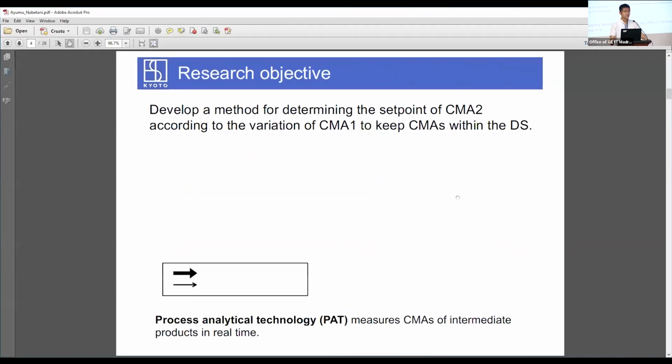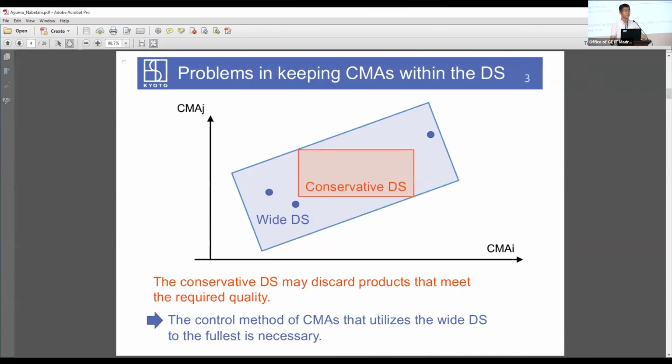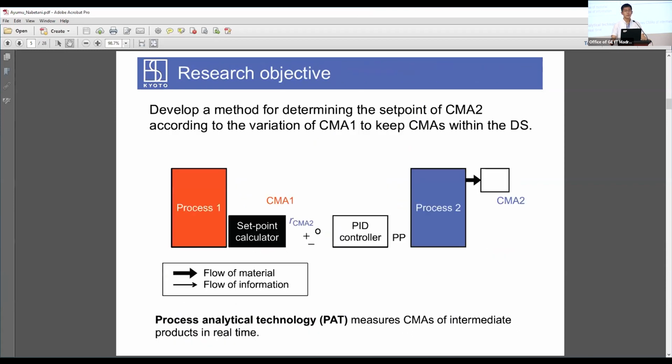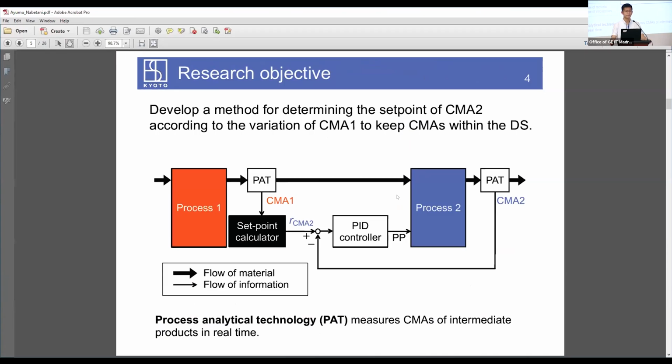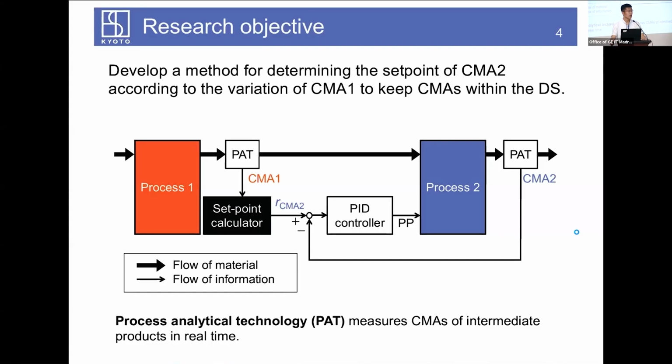The thick arrows represent the flow of material, and the thin arrows represent the flow of information. PAT measures the CMAs of continuously flowing intermediate products in real time. The CMA1 measured by the PAT is given to the set point calculator, which calculates the set point of CMA2 and controls process 2 using a single PP.